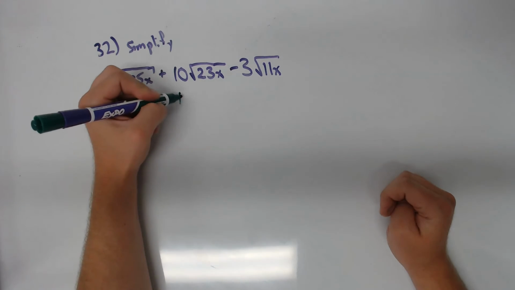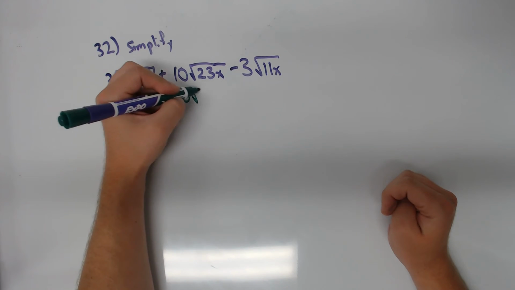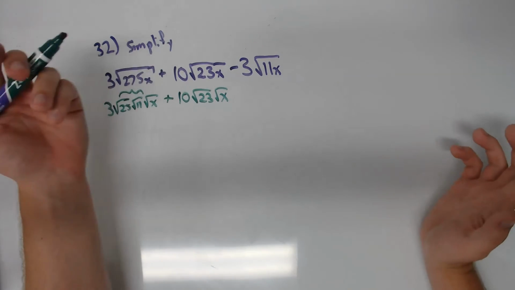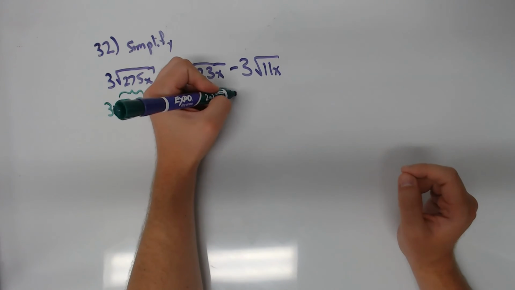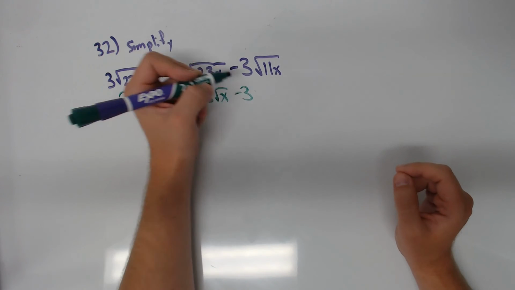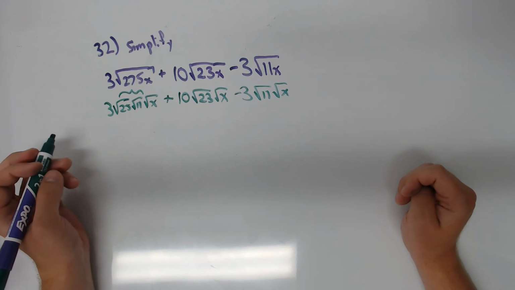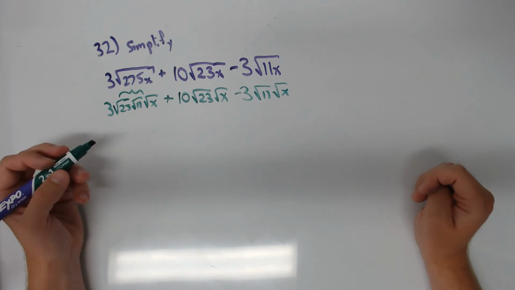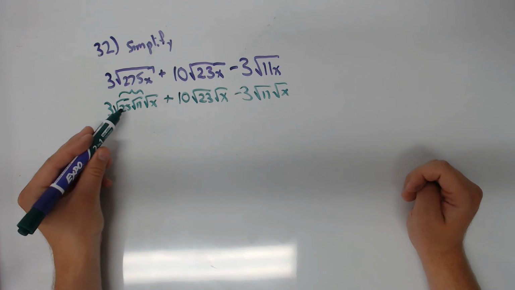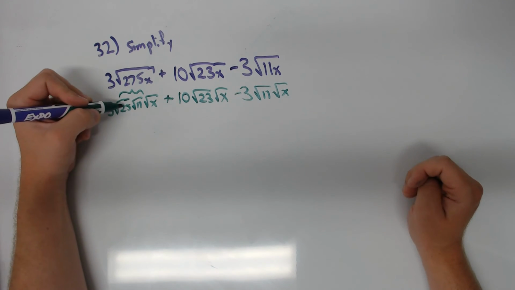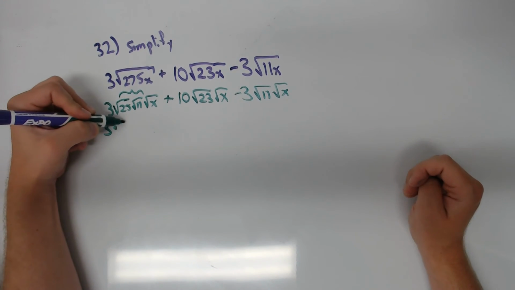All right, then 10 root 23 and root x, neither of those can simplify. 23 is a prime number. Minus 3. Then again, 11 is a prime number already, so that one can't be simplified either. So the only one that really changes is this first term, because I was able to factor out a 25. Square root of 25 is 5.